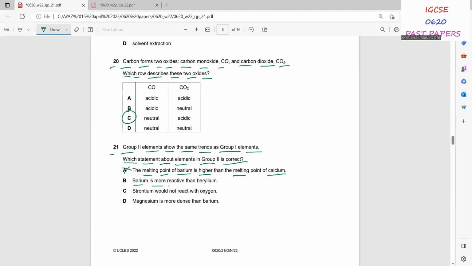B, barium is more reactive than beryllium. This is the right statement because it's in parallel to group 1. The reactivity increases down group 1 and it's also happening in group 2. So I'm reading the other statements for your convenience. C, strontium would not react with oxygen. This is wrong. Strontium is lower in this group, so it will definitely react with oxygen. D, magnesium is more dense than barium. Density down the group will increase, so this is also a wrong statement. So only choice B will be the right one.